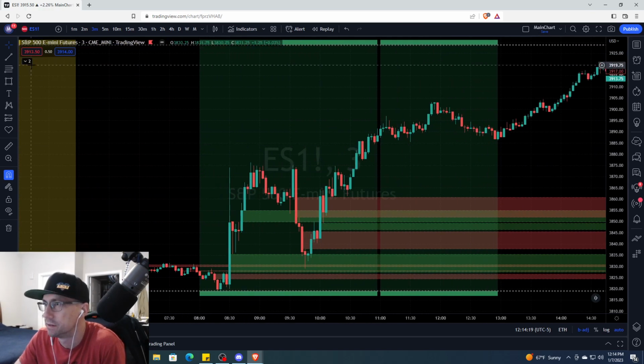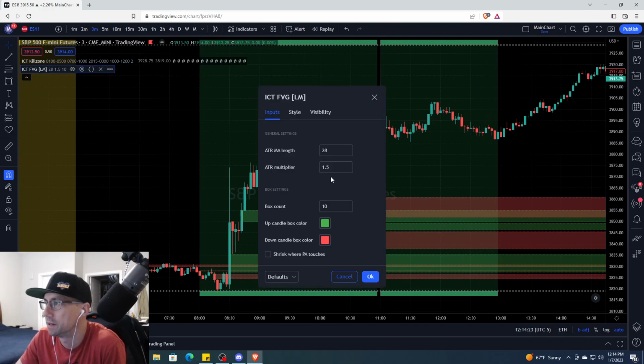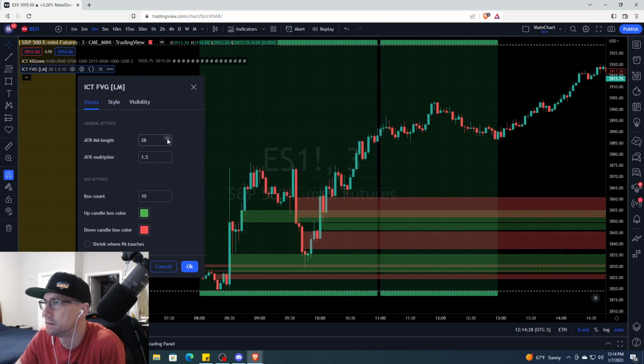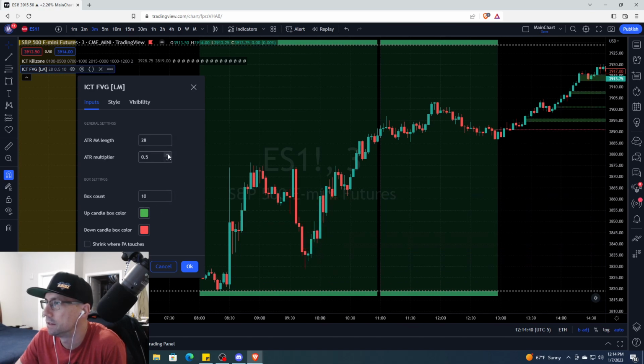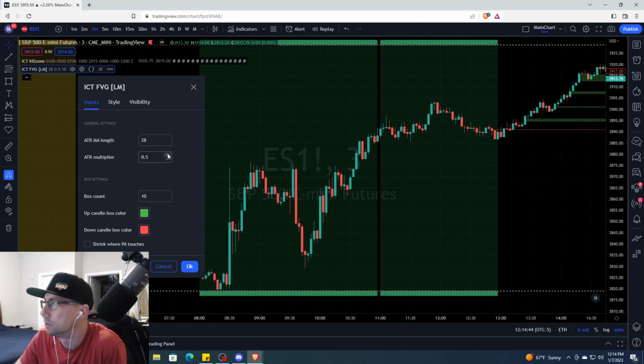So this other indicator, the ICT fair value gap LM, I'll go back to the settings like that. You can do the same thing. You can mess around and change this stuff, because I'm not really quite sure what it means. So it was on 28. I'm not going to mess with it. Oh, that takes away. This must change the ATR multiplier.